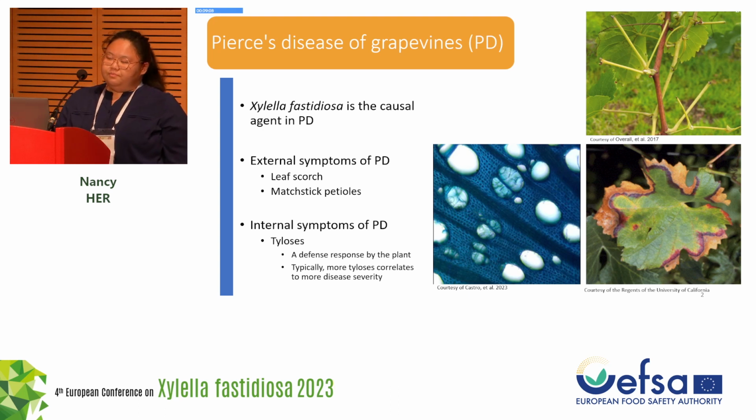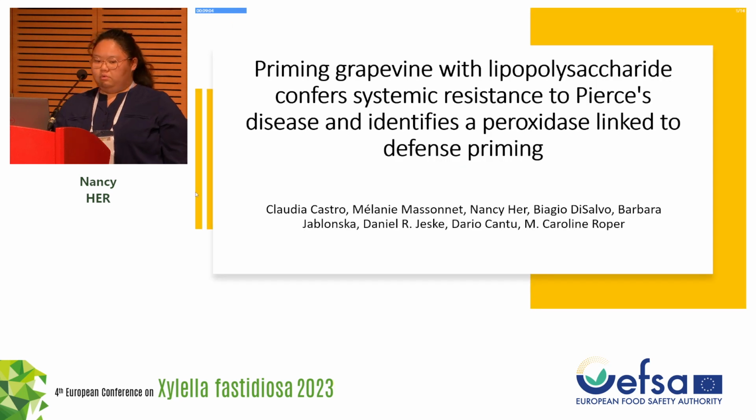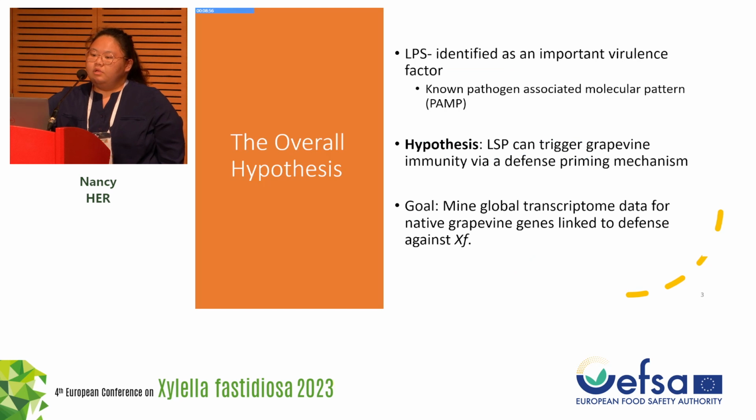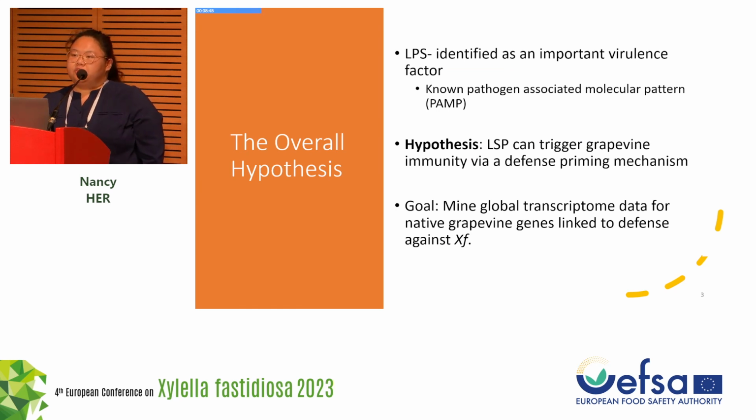Typically the more tyloses, the more disease severity. So LPS, interestingly, is identified as an important virulence factor. It is also a known PAMP, a pathogen-associated molecular pattern. So the hypothesis here is that LPS can trigger grapevine immunity through a defense priming mechanism.